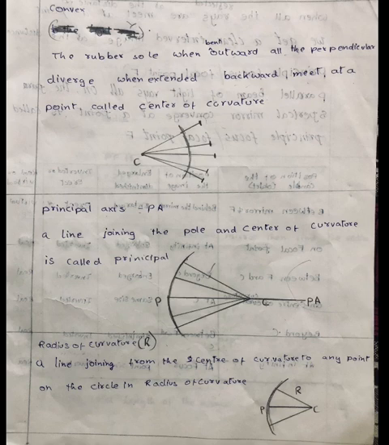Radius of curvature. The radius of curvature is a line joining the center of curvature to any point on the mirror's surface. So technically we can say that in a circle, the midpoint is called the point O, right? So when we join the point O to any point on the circumference, it will be the radius of the circle, right? So that is what radius of curvature means. It is just like the radius of a circle.